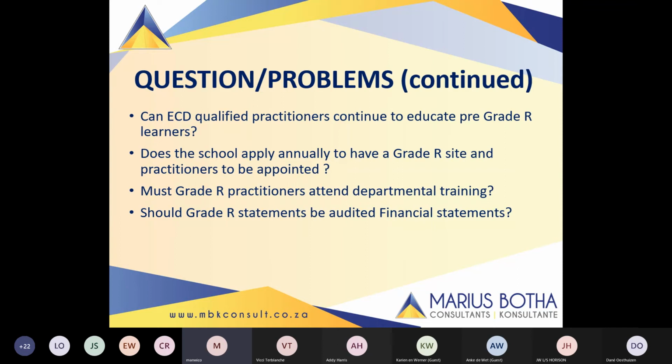Does the school apply annually to have a grade R site and practitioners to be appointed? Yes. And going back to section 198 of the Act, that is the viewpoint that we have. Due to the fact that you have to apply annually, there's no chance that you can claim to be permanently appointed if you're a grade R practitioner. And like I said, we will deal with the outcome of the legal process involved here, where we are part of it, and we will give feedback to the schools regarding that. If our opinion was wrong and the other party was correct, because the other party believes you can demand permanent appointment.